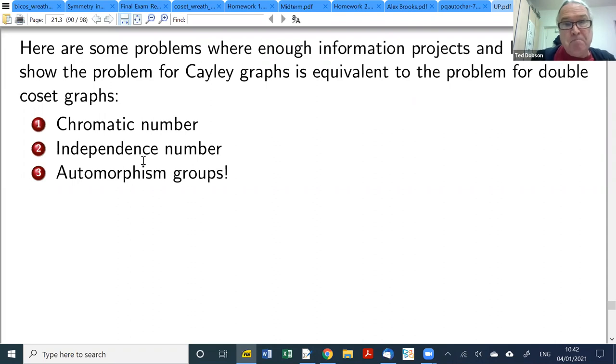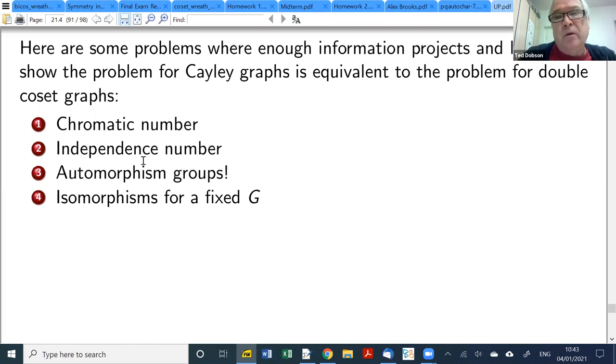But let's talk about symmetry. I can recover the automorphism group of the Cayley graph from the automorphism group of the coset digraph, and vice versa. If you tell me the automorphism group of the Cayley graph, I can tell you the automorphism group of the coset graph. You have to tell me the H, but then there's no problem. Isomorphism: if you fix a particular G, two Cayley graphs of G are going to be isomorphic if and only if their corresponding coset graphs are isomorphic, and vice versa. And not only that, but you can even take the isomorphism. The isomorphism for the Cayley graph will induce an isomorphism between the corresponding coset graphs, and an isomorphism between the coset graphs will lift to an isomorphism of the Cayley graph.